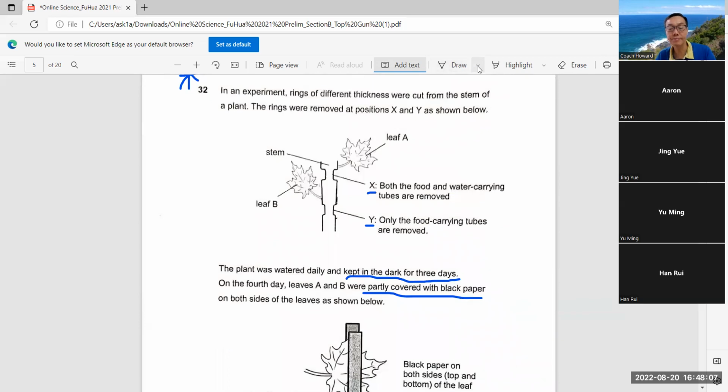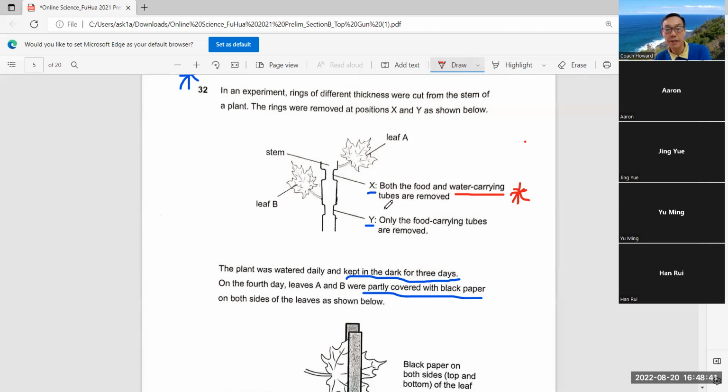Okay, why I want you to take note is this part. You must understand this one, why, right? Only the food carrying tubes were removed. But this one, they have a water carrying. So you put an asterisk here. Why I put it at this point is that the examiner is testing candidates, testing students, if you know that without water, the plant cannot make food. So water is a necessary ingredient for the process of photosynthesis.